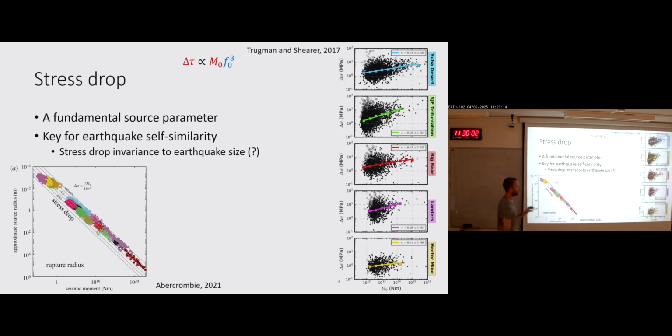But when we look at more detailed studies, and this is something done in California in different regions, most of the time we see that stress drop does increase with magnitude. So on the vertical here we have stress drop, on the horizontal we have seismic moment. We see that the fits usually indicate that stress drop increases with seismic moment. And we also see that stress drops span here 3 orders of magnitude.